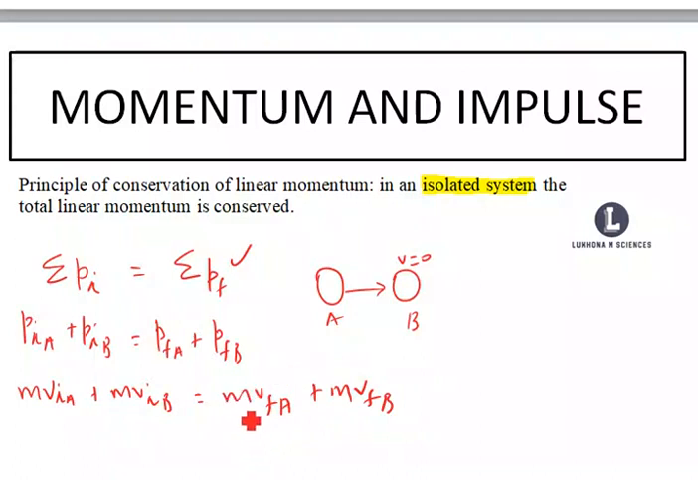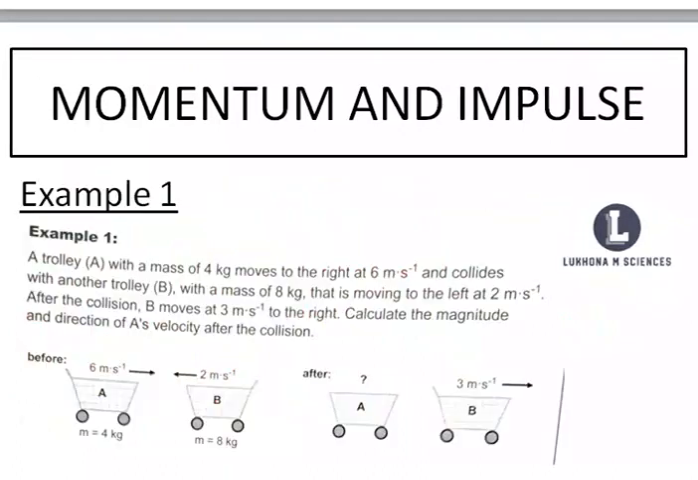So let's go to example number 1. A trolley A with mass 4 kg moves to the right at 6 meters per second and collides with another trolley B with a mass of 8 kg that is moving to the left at 2 meters per second. After the collision, B moves at 3 meters per second to the right. Calculate the magnitude and the direction of A's velocity after the collision.